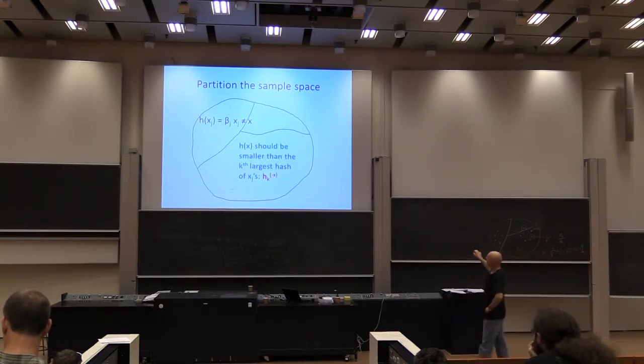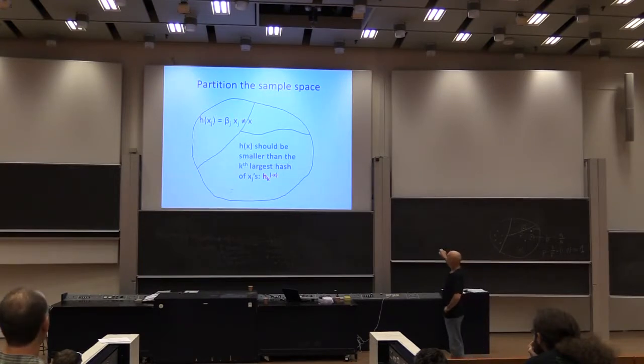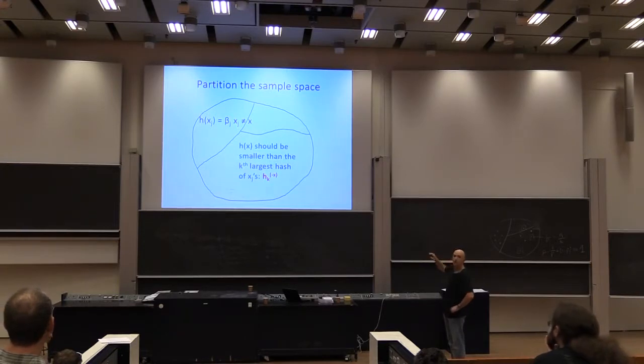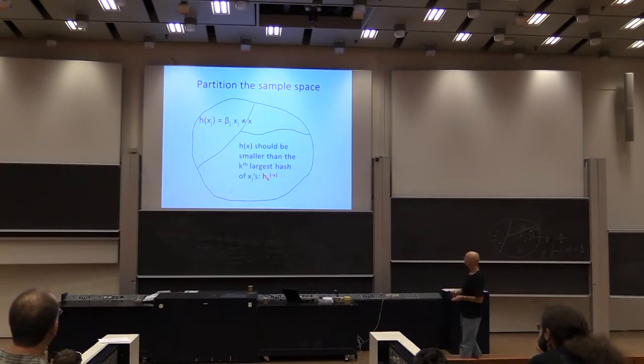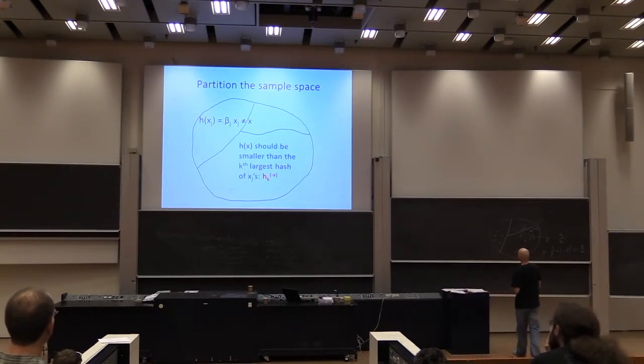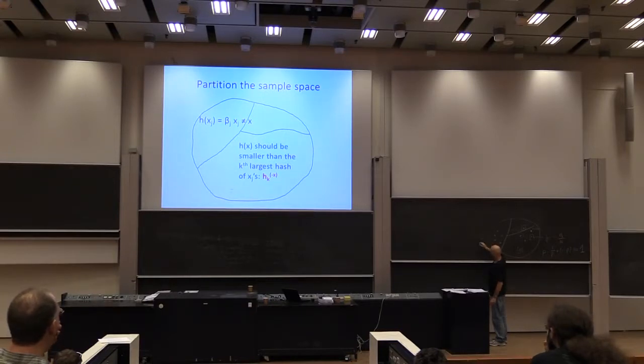Right? So in this subset, h of x should be smaller than the kth largest hash of the xj's in order to be in the sample. And I denote this value hk minus x. hk minus x is just take all these points, sort them by the hash value, and look at the hash value of the k guy. If the hash value of x is smaller than this, then it would be in the sample, otherwise it's not. So now, how does this help?